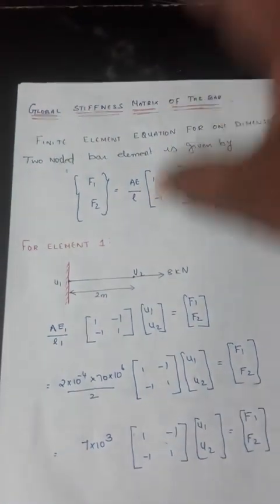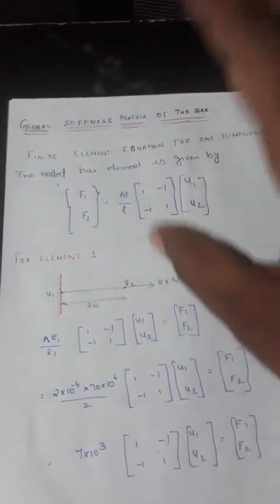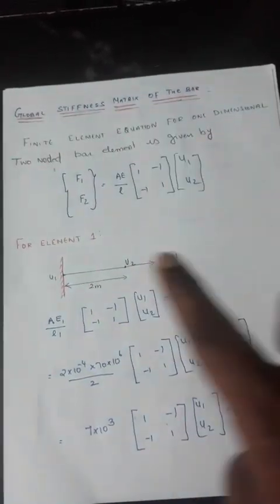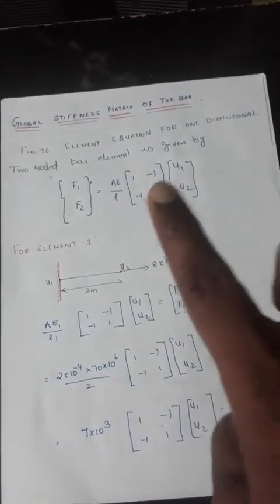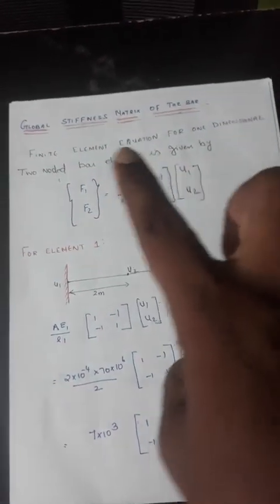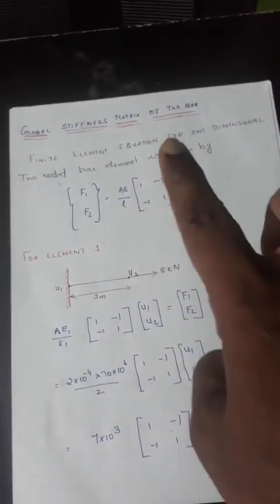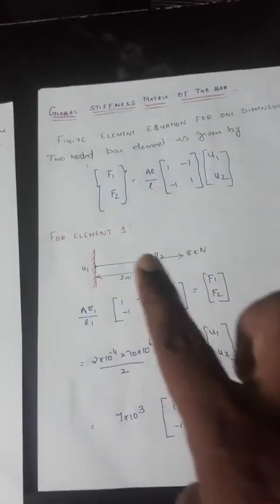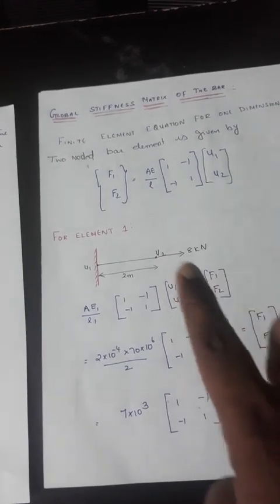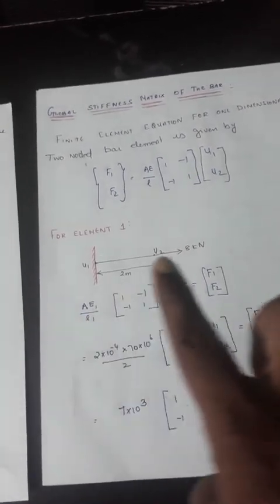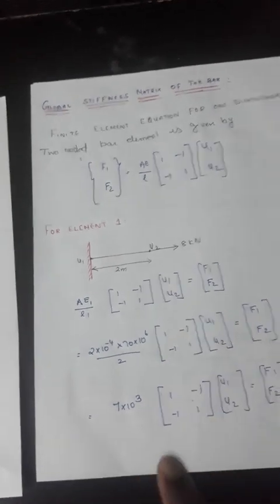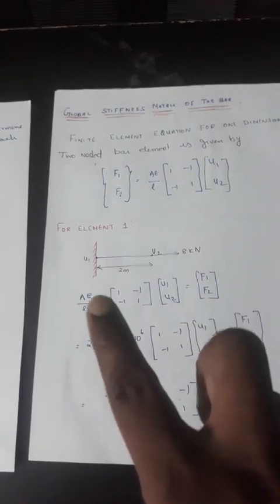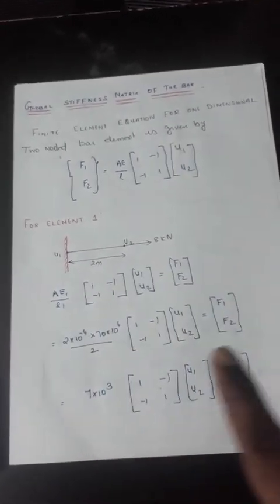First of all you apply the finite element equation in each and every element. That is what I have written here: F is equal to K into U. This K is the stiffness matrix, AE by L, times 1 minus 1 minus 1 1, with the displacement matrix and force matrix. For the first element, one end is fixed, U1 and U2 are the nodes, and 8 kilonewton is acting. Applying the values of A, E, L, I got these equations.